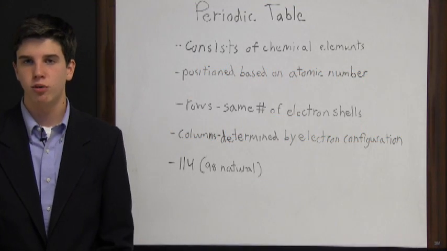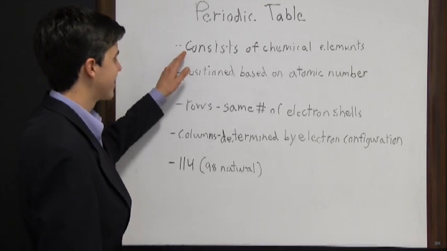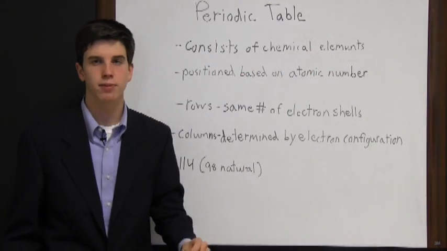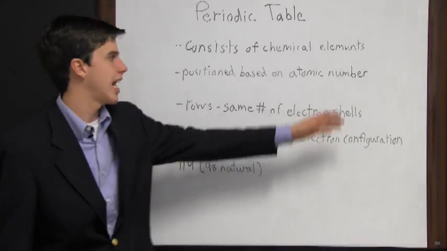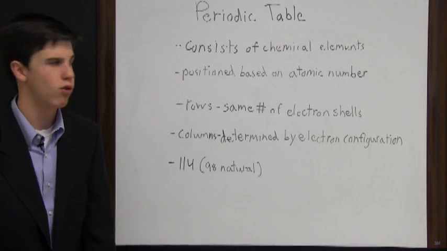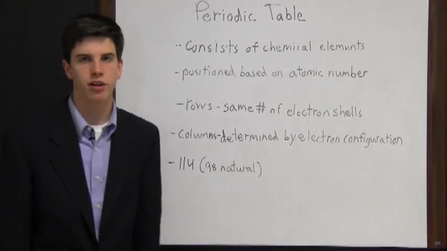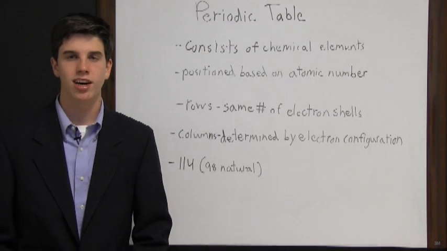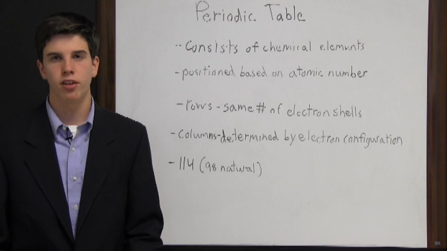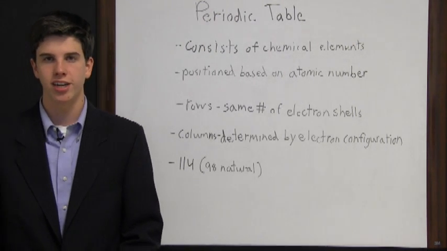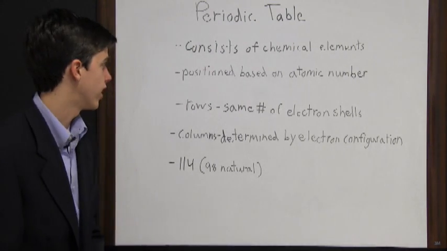The periodic table is a way to systematically display the chemical elements. Now notice I said that it consists of chemical elements, and it consists of elements only. So this does not include mixtures and compounds, because an element is basically matter in its most basic form. The periodic table positions chemical elements based upon atomic number. An atomic number is the amount of protons an atom has in its nucleus. So hydrogen is the first element on the periodic table because it has 1 proton in its nucleus. And then the next chemical element has more protons in its nucleus.